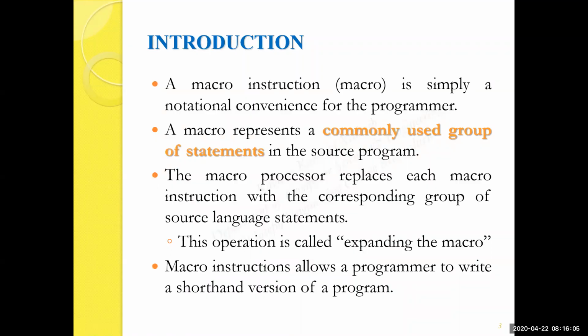So a macro represents a commonly used group of statements in the source program. And a macroprocessor is a system software which replaces each macro instruction with the corresponding group of source language statements. This operation is referred to as expanding a macro. So macro instructions allow a programmer to write shorthand versions of a program and leave the mechanical details to be handled by the macroprocessor.